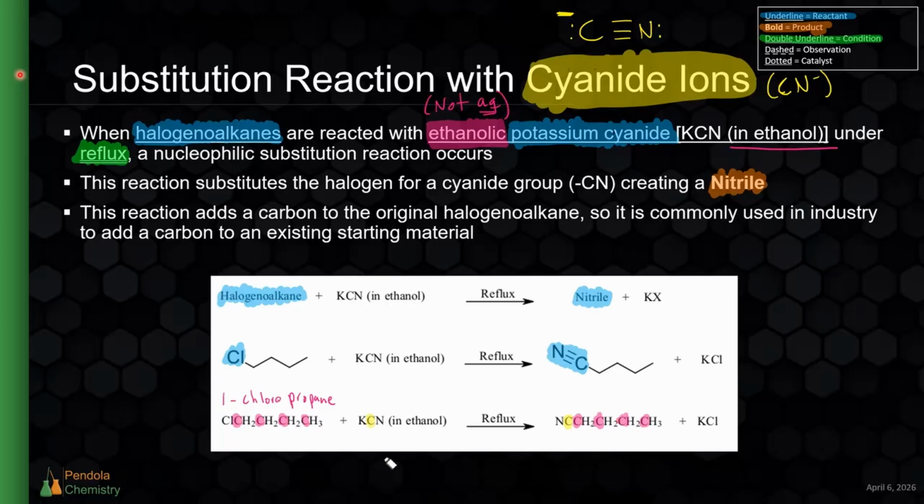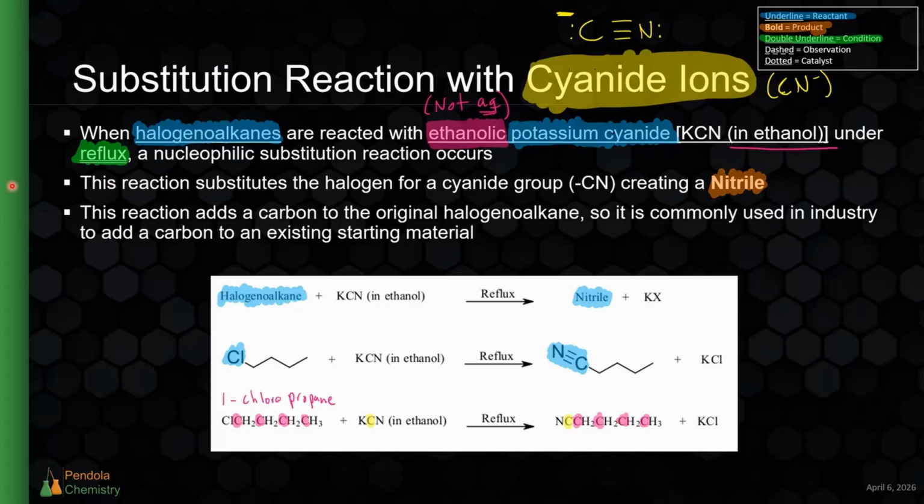So it is adding a cyanide. The other product here is going to be KCl, potassium chloride. The potassium comes from the KCN, the potassium cyanide, and the chlorine comes from the halogen that was kicked out of the halogenoalkane. So it's exactly the same nucleophilic substitution reaction, but we're using potassium cyanide to introduce the cyanide ion as the nucleophile, and we are doing this in ethanolic potassium cyanide, so we don't introduce water, which would react with the halogenoalkane.